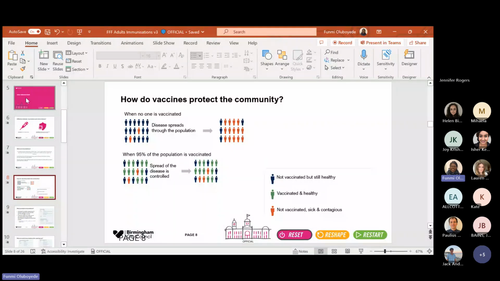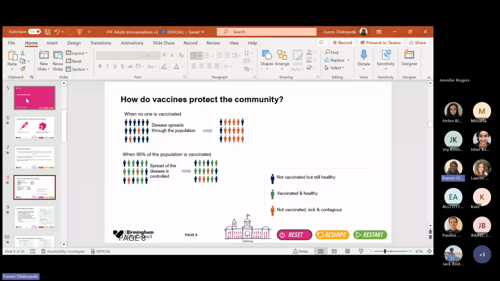This slide shows two graphics of how vaccines work. So in the first graphic, you can see that when no one is vaccinated, a disease can spread easily and rapidly through a population or a community. However, when the population is vaccinated up to 95%, which is what we call herd immunity, then the spread of the disease is controlled and can actually be stopped.